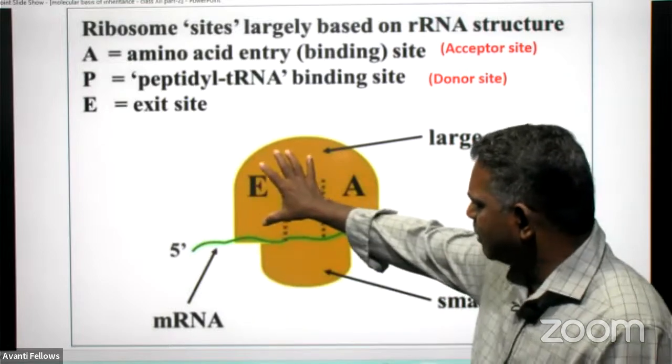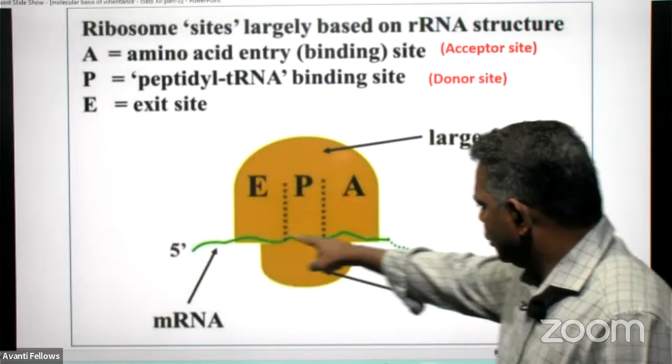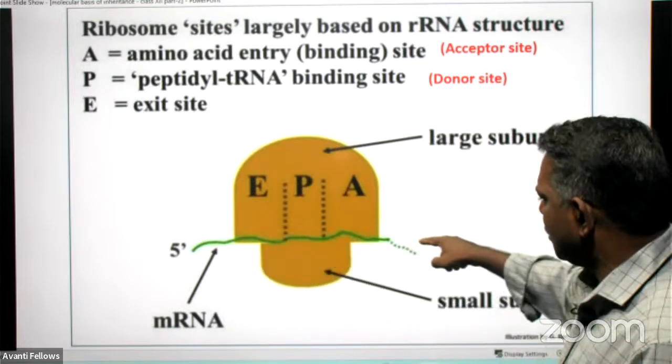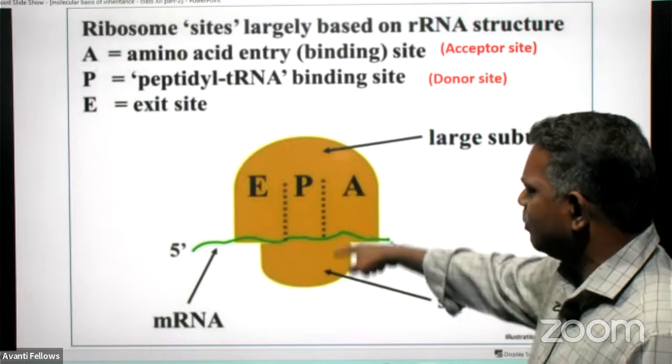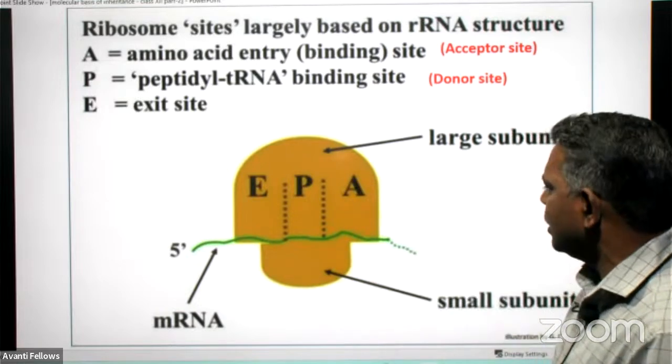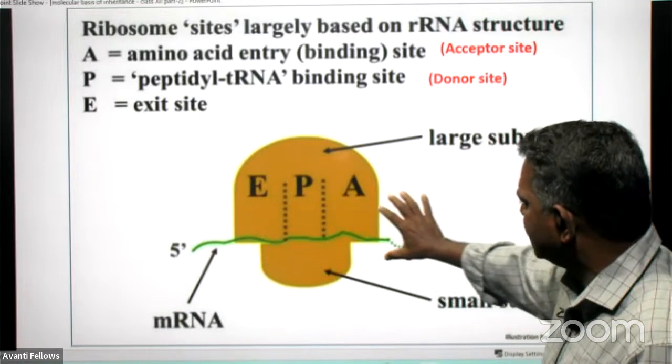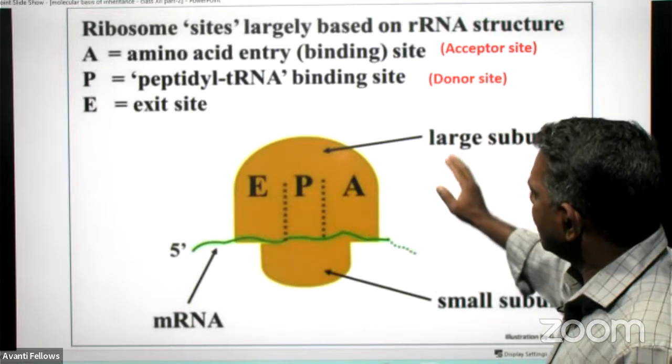See, whenever this ribosome moves through this RNA, it is called the mRNA. This is the mRNA present in between the large and the small subunit. And whenever the ribosome moves at the time of translation, so naturally what happens?